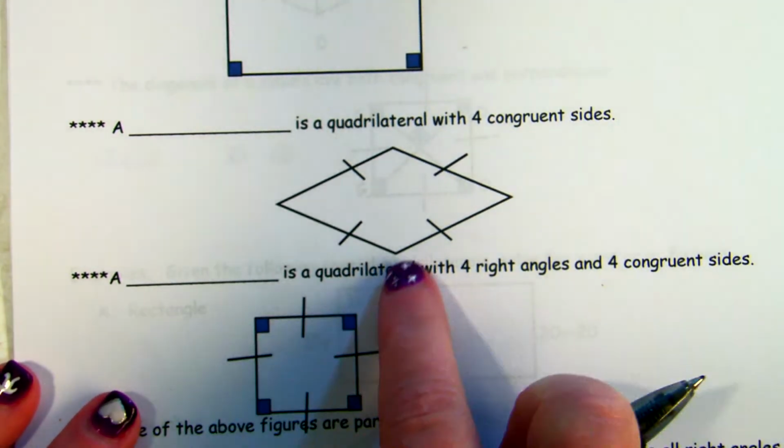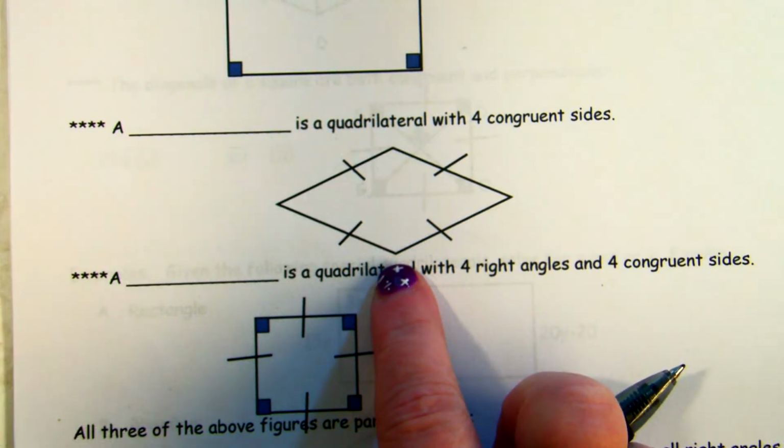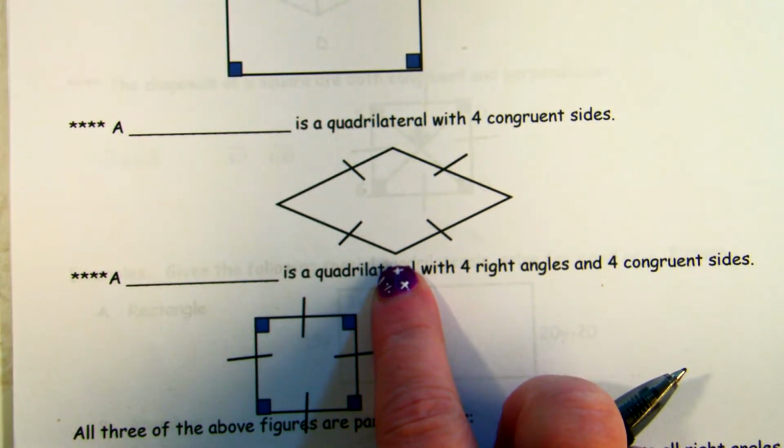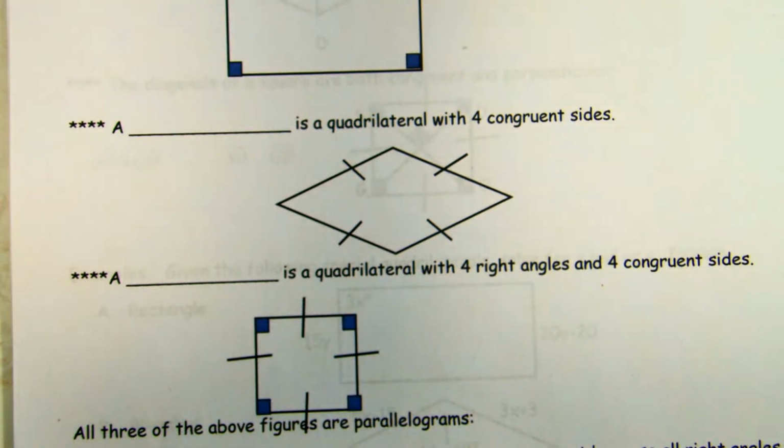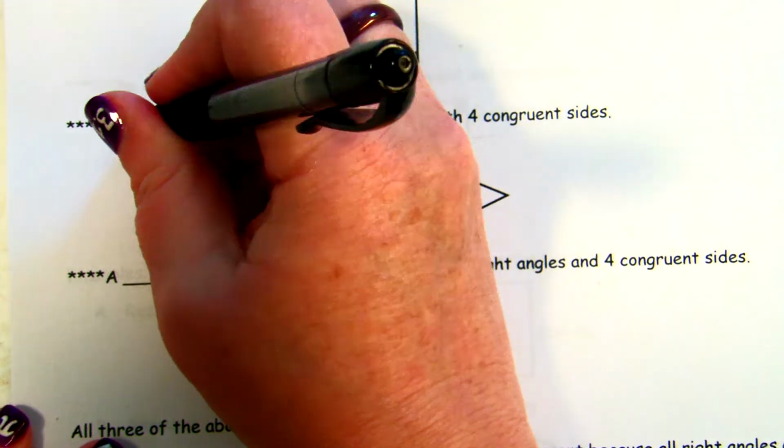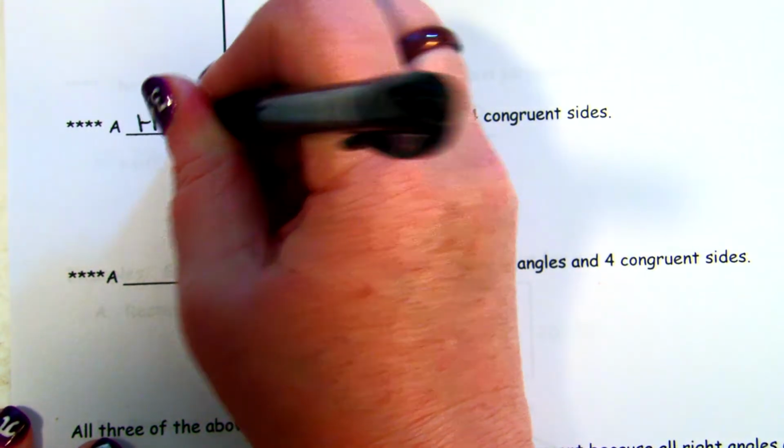looks like a diamond. My daughter in kindergarten said it was a diamond, and she got marked off because she didn't say it was a rhombus, which I thought was kind of crazy. But you guys are in high school. So in high school, you need to know that it's called a rhombus or a diamond.